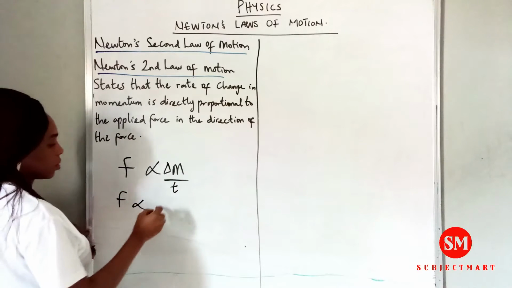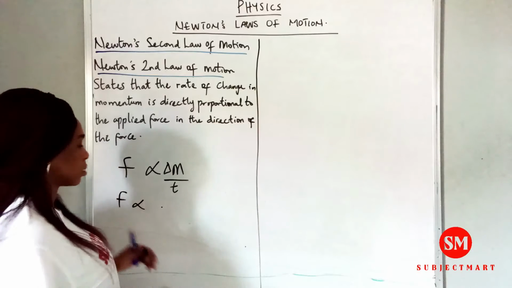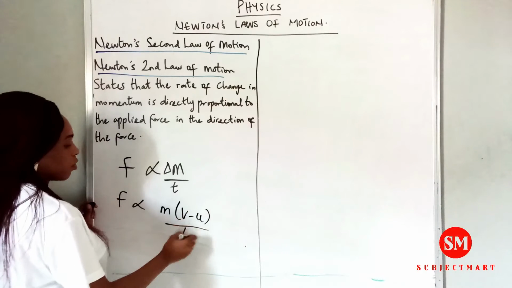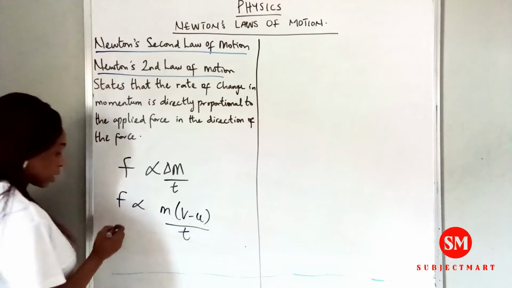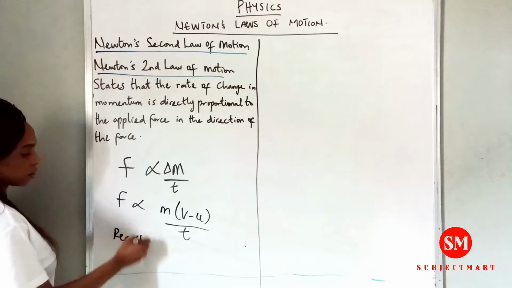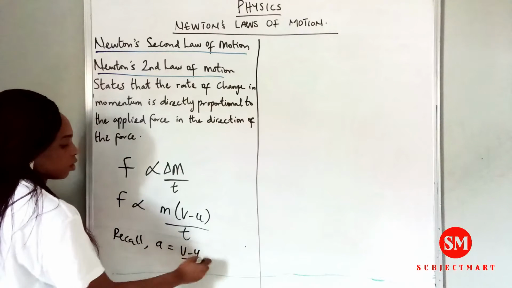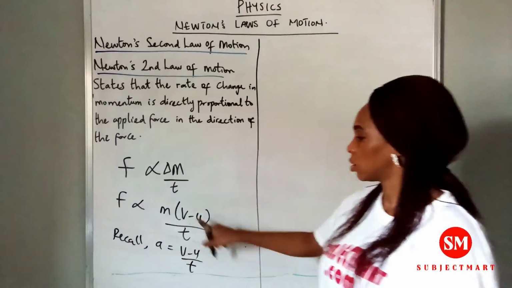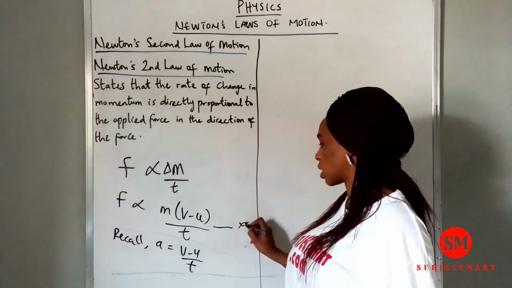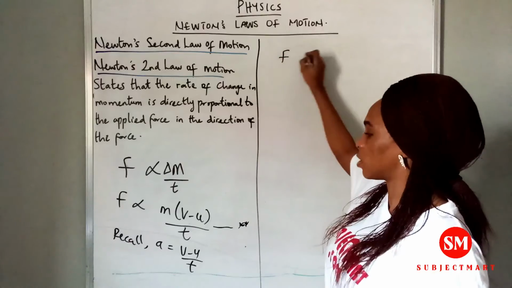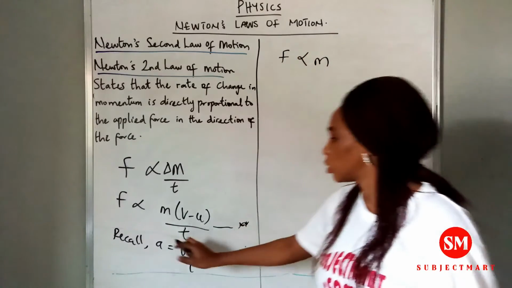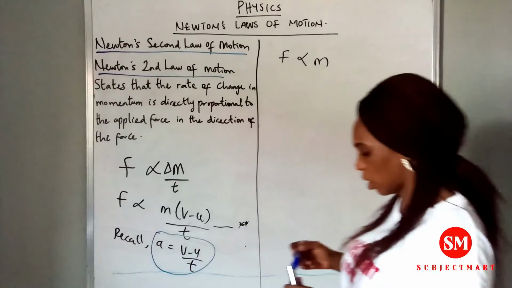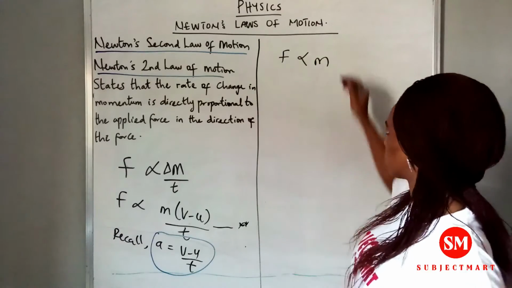So I have this change in momentum, that's m(v minus u) over t. But you recall that acceleration is final minus initial velocity over time. So if we substitute this into this equation, I call it equation star, we are going to have F is directly proportional to m. The whole of this is my a. So I'll just substitute it.